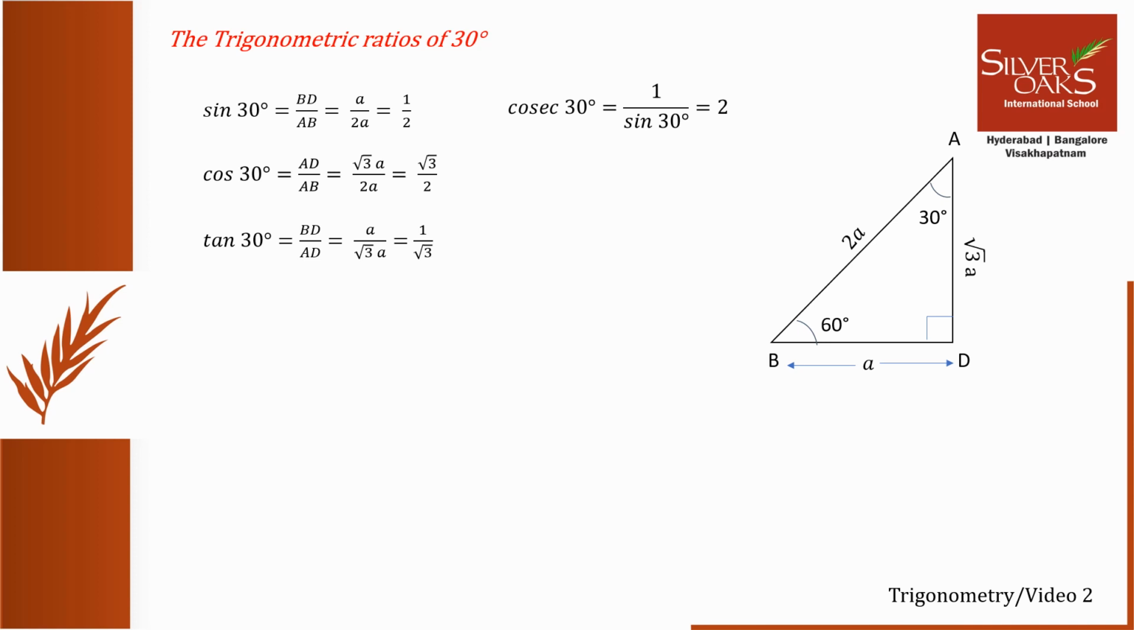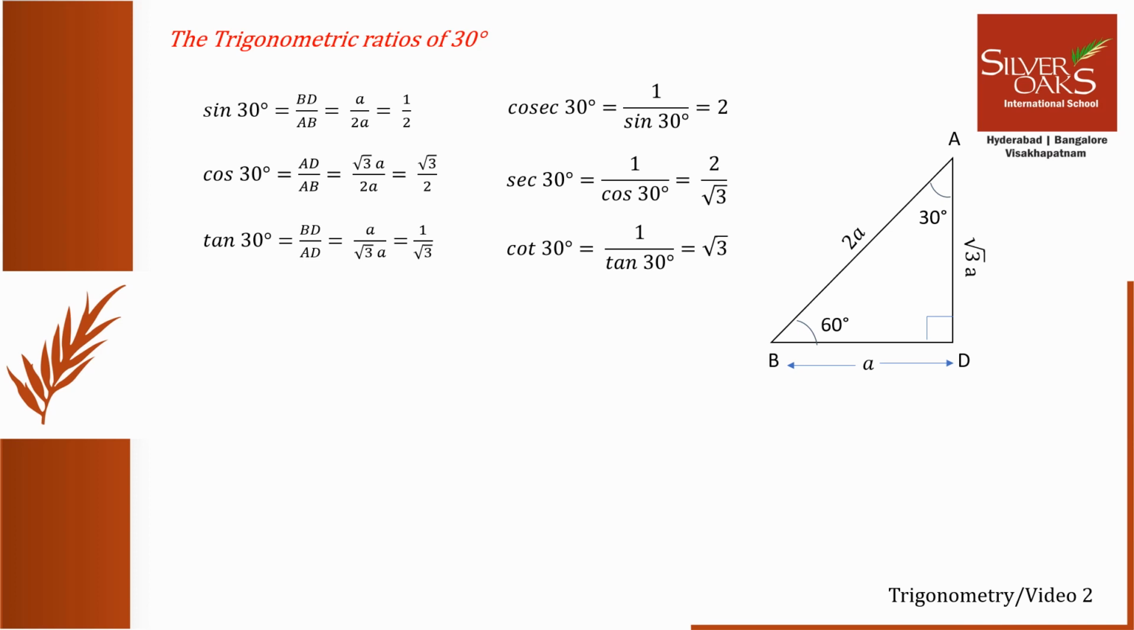Cosecant 30 degrees is reciprocal of sin 30 degrees, which is equal to 2. Secant 30 degrees is equal to reciprocal of cos 30 degrees, which is 2 by root 3. Cot 30 degrees is equal to reciprocal of tan 30, which is equal to root 3.